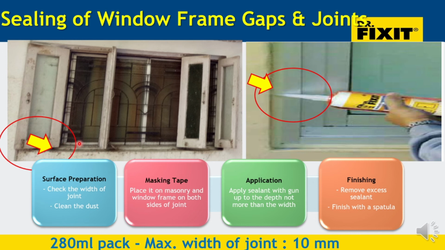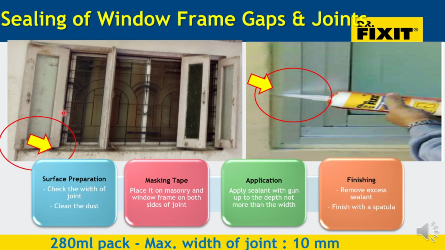So what is the process of treating these gaps and filling these gaps with the help of sealant? We have the product known as Dr. Fixit silicone sealant. It comes in a 280 ml pack. The maximum joint you can use is up to 10 mm. More than 10 mm is not allowed, because the elongation property of this product is up to 10 mm.